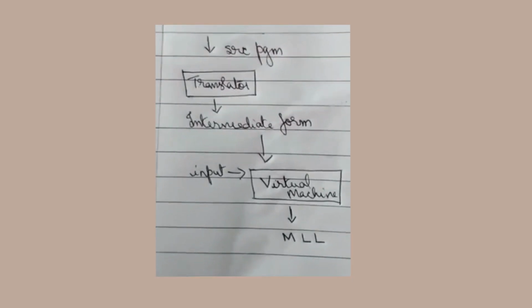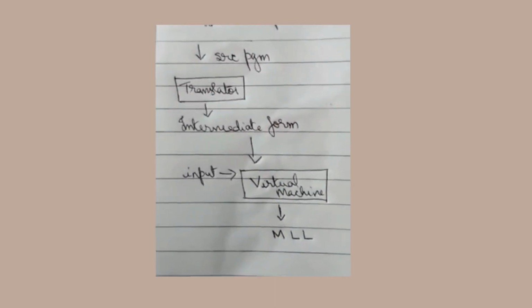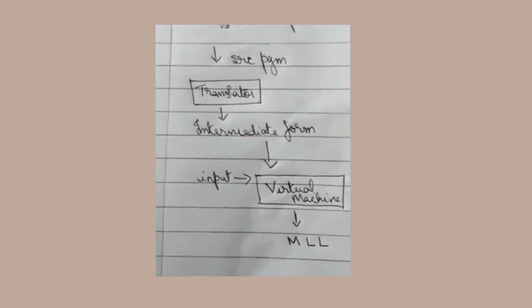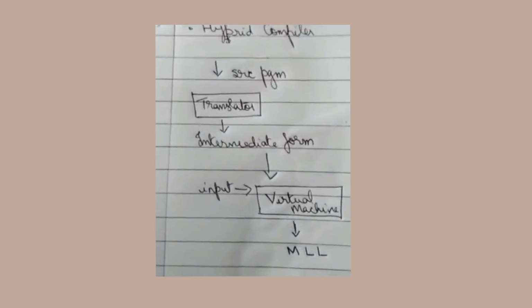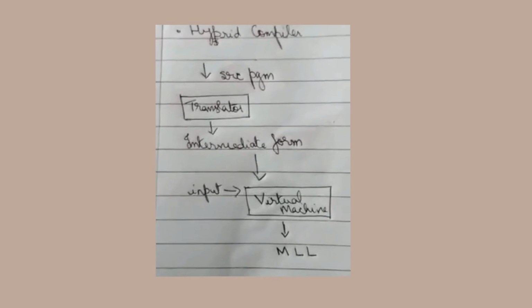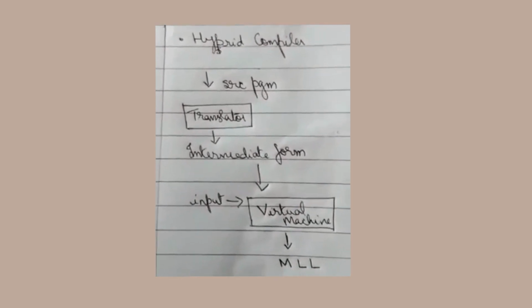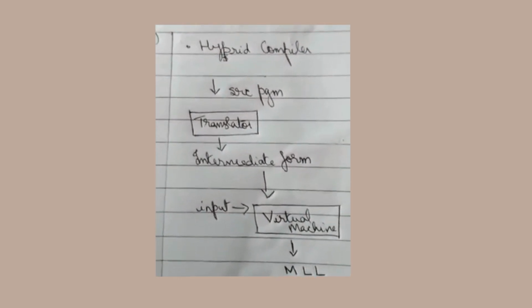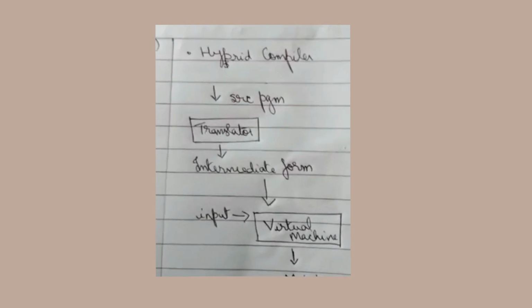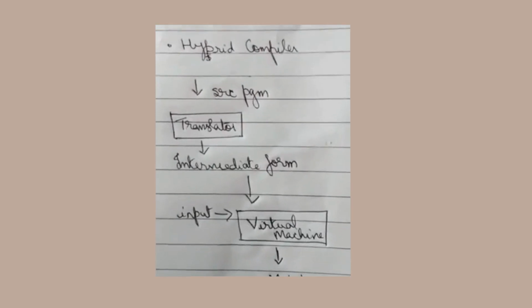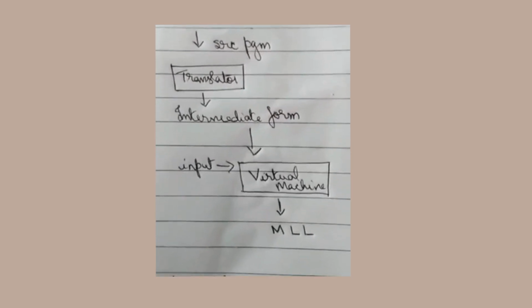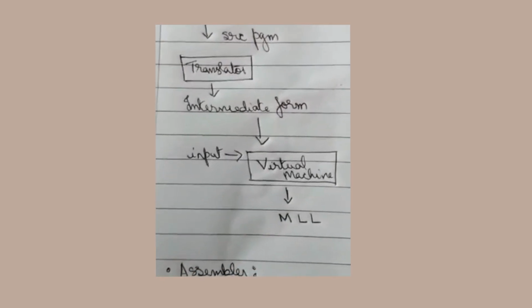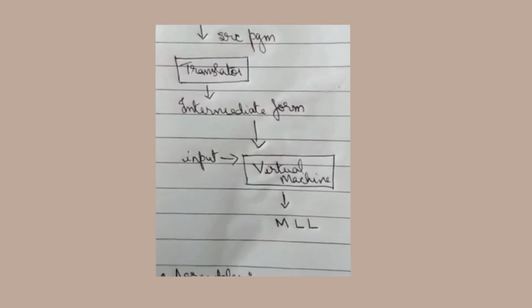Talking about the hybrid compiler. A hybrid compiler is also a language processor which basically accepts the source program as its input and generates an intermediate program. This intermediate program, along with the input data, is given to a virtual machine for the output to be obtained. The program is converted into intermediate form so that, depending upon the virtual machine, it can be converted into whatever platform it has to run on.